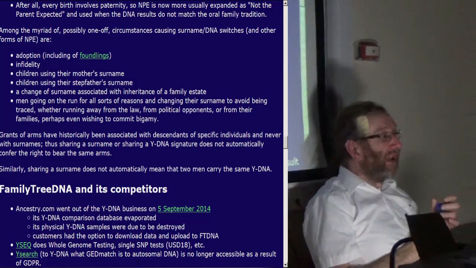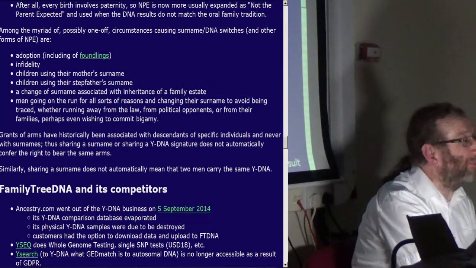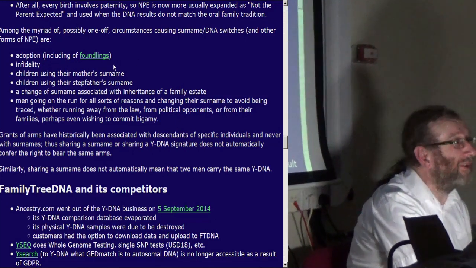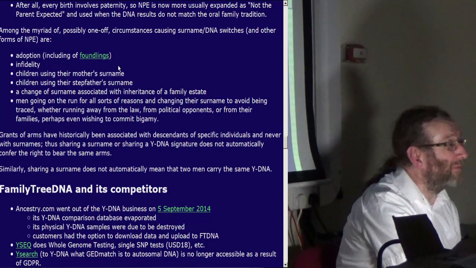So why could you have surname DNA switches? You can have adoptions, you can have foundlings. My closest match when I started DNA about 5 years ago was a foundling who is now in her 80s and a great-grandmother, and thanks to DNA, only in the last year has she figured out who her father and mother were. Her story's online. I won't have time to go into it, but you can follow that link if you want to read it.